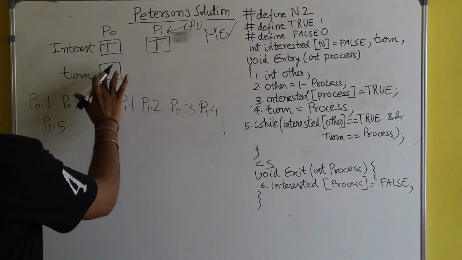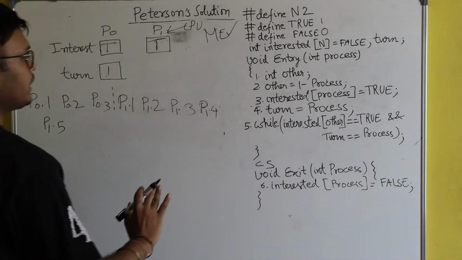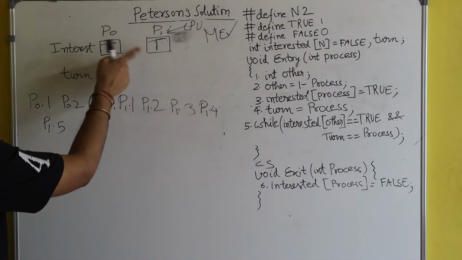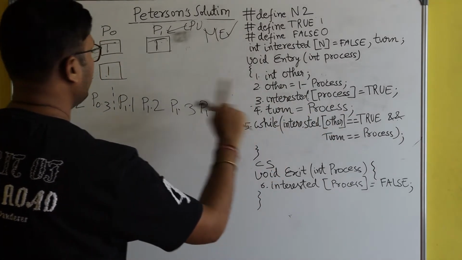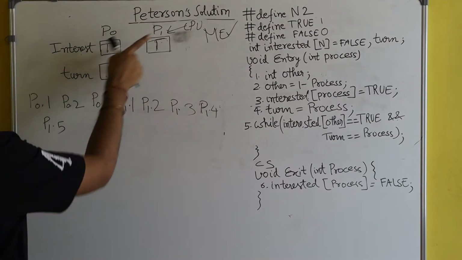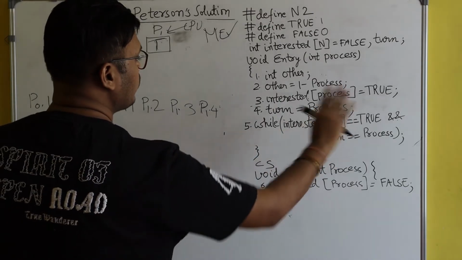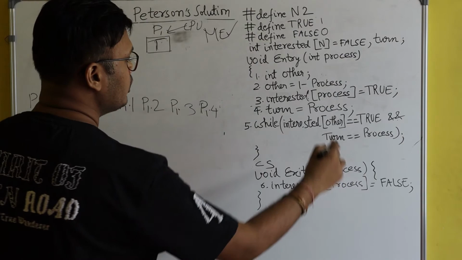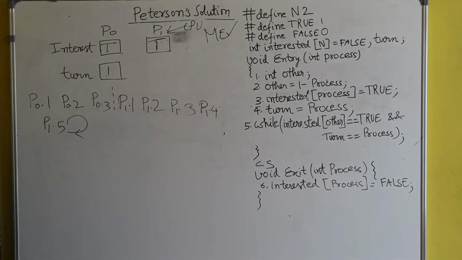So here you see now both the conditions are true. Interested of other is equal to true: P0 is interested, yes. And turn is equal to process: process is P1, turn is equal to process. Since both the conditions are true, true and true is equal to true. The while condition is true, so now while loop will not be broken. So P1 got trapped in the while loop.